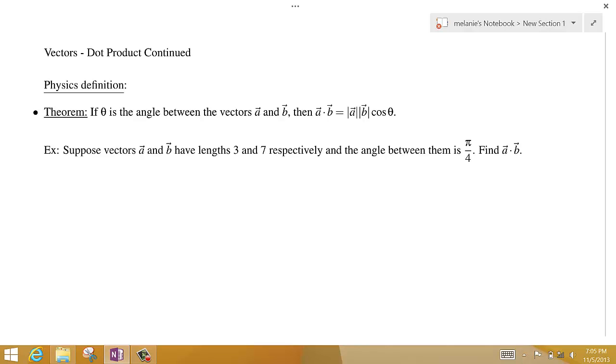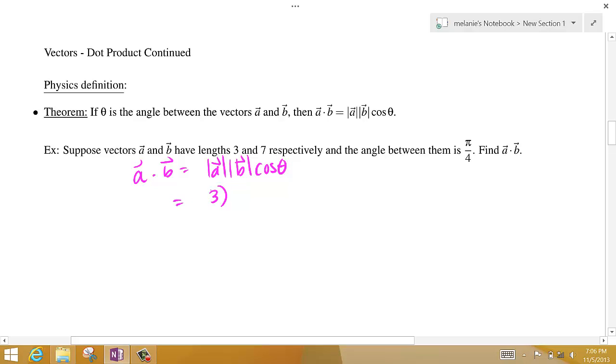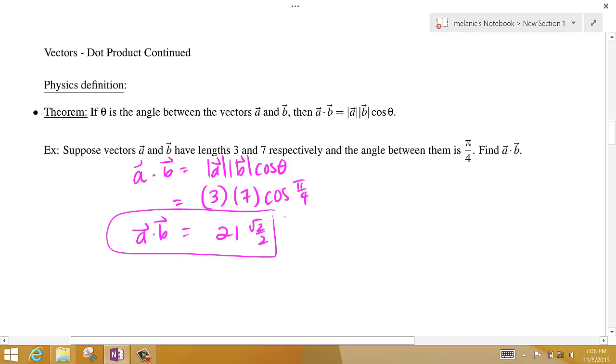So suppose vectors A and B have lengths 3 and 7 respectively, and the angle between them is pi over 4. Find A dot B. So we know A dot B is the magnitude of A times the magnitude of B cosine theta. So the magnitude of A we said is 3, magnitude of B is 7, and then I have cosine of theta. Theta is pi over 4. Well, this is 21, and I know cosine of pi over 4 is root 2 over 2. So A dot B is 21 root 2 over 2.